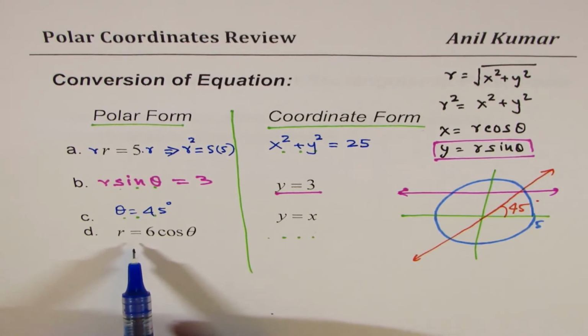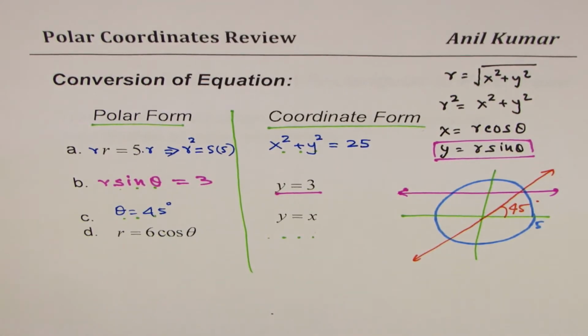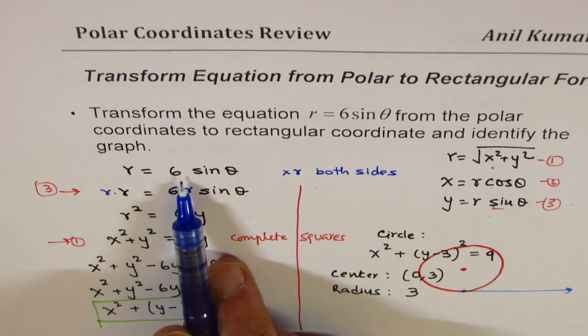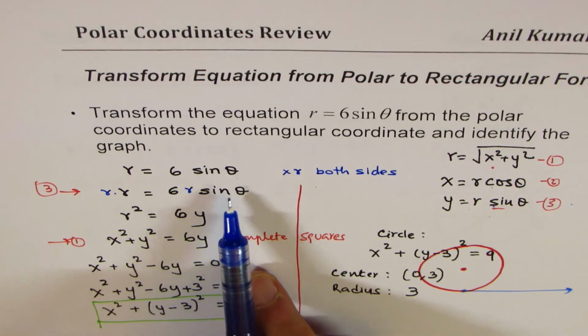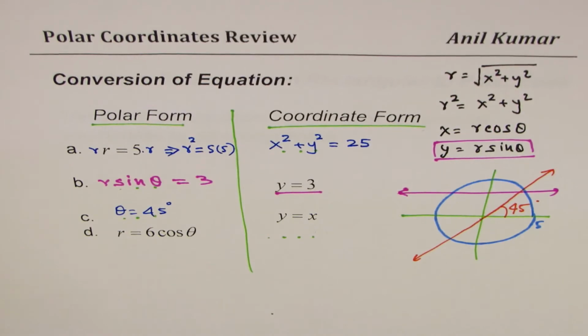The next one here is r equals 6 cos theta. We did an example very similar to this. So I'd like you to follow the steps which we did with r equals 6 sine theta. So the only change will be r cos theta is going to be x. Then you do completing the squares for x, correct? And you should get your equation.